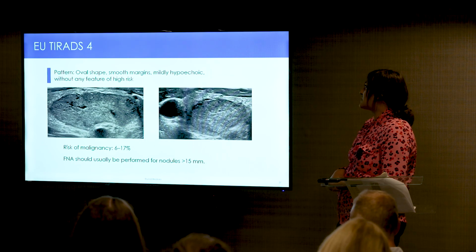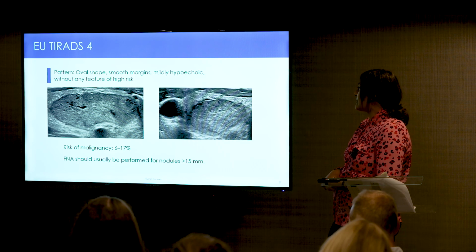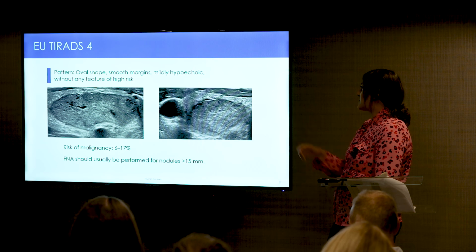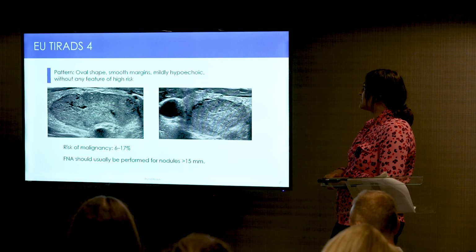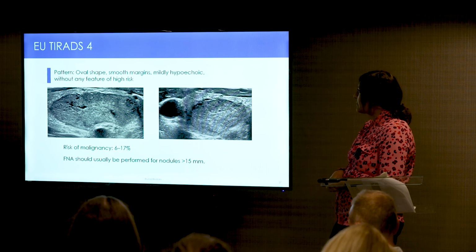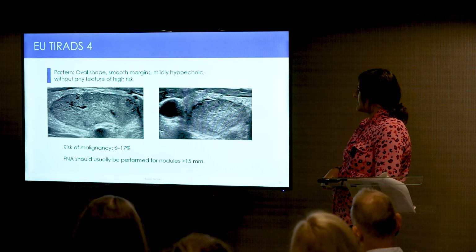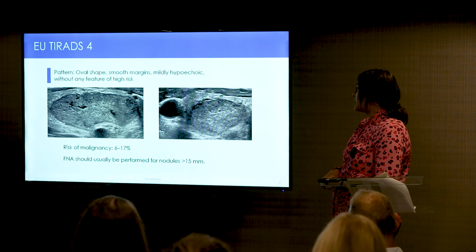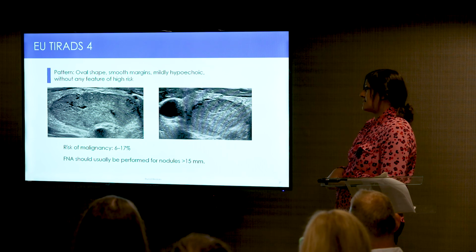So onto EU TIRADS 4, which is considered intermediate risk. Again, as you can see, these nodules look far less suspicious than, for example, the BTA U4 category. But these nodules are still oval in shape and well defined. Any mildly hyperechoic nodule would fit into this criteria as well. And FNA is recommended for any of these nodules that are greater than 15 millimetres in size.